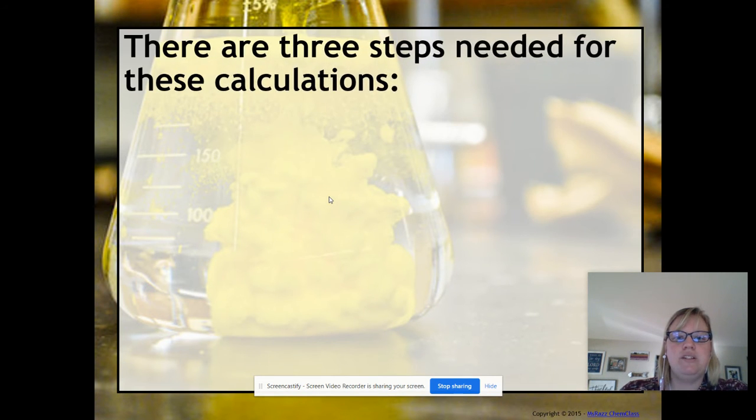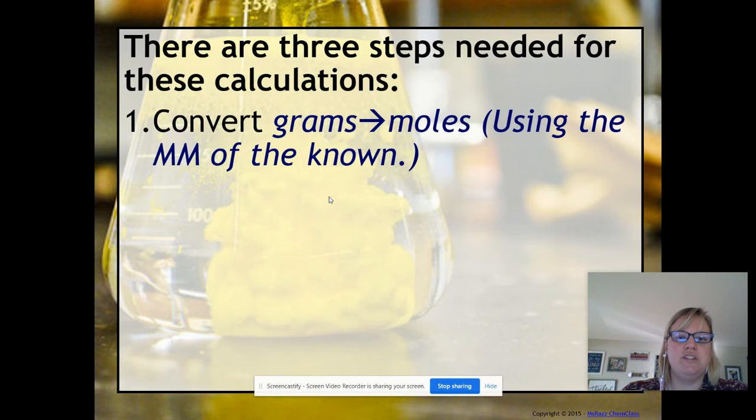All right. So we have 3 steps that are needed for you guys to do these calculations. The first step is to convert grams to moles. And you're going to use the molar mass from your periodic table of your known substance. So it's going to give you something in the question and you're going to convert that to moles. We've done that a lot. We did that in our chemical quantities unit over and over and over again.